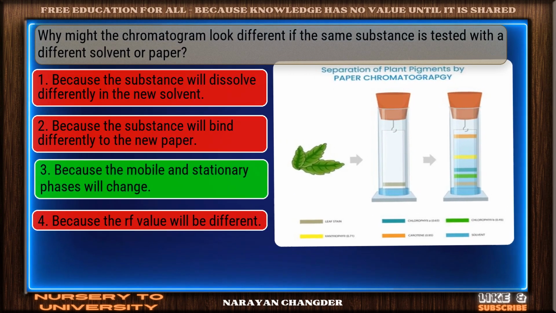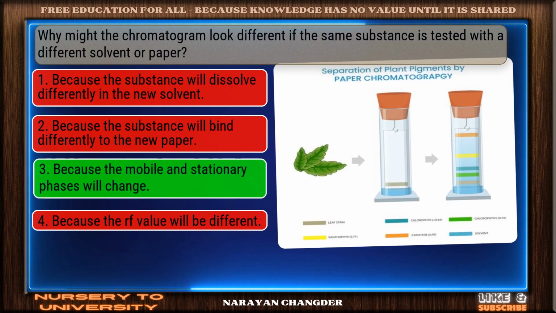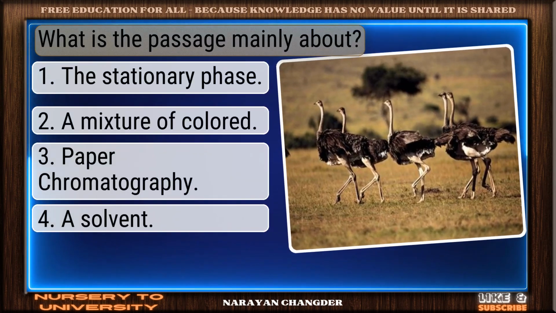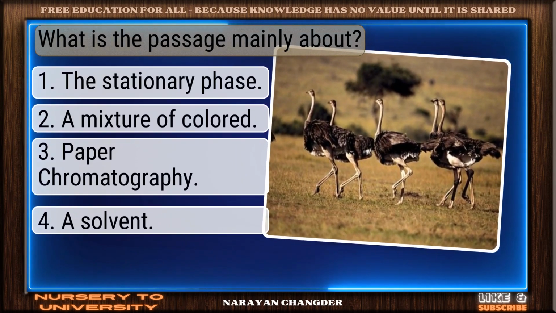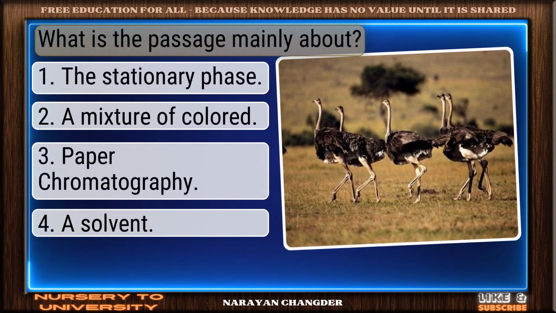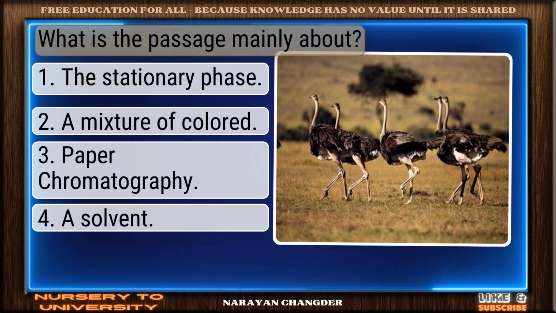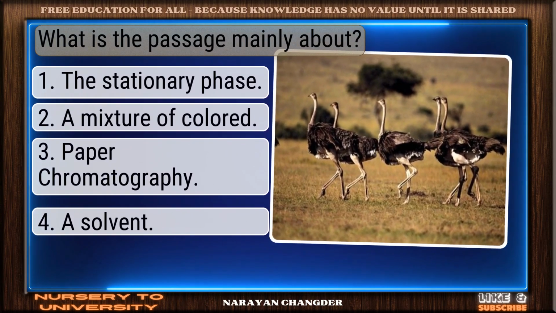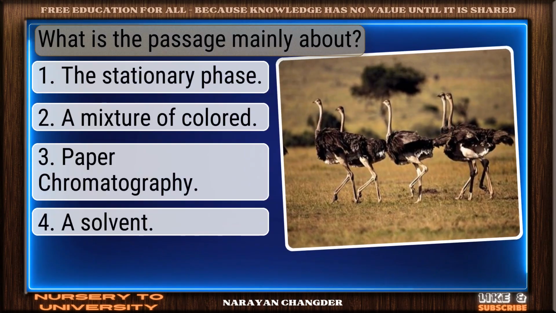Well done, because the mobile and stationary phases will change. What is the passage mainly about? Option 1. The stationary phase. Option 2. A mixture of colored. Option 3. Paper chromatography. Option 4. A solvent.